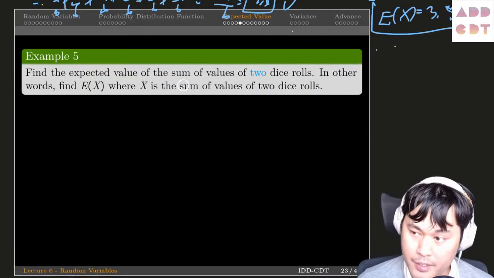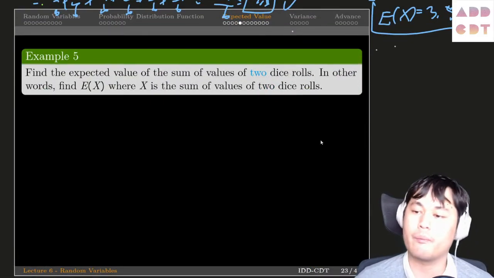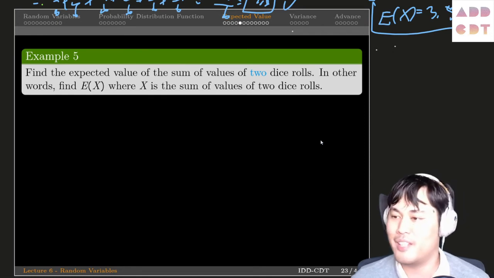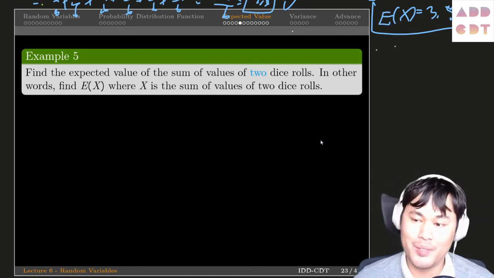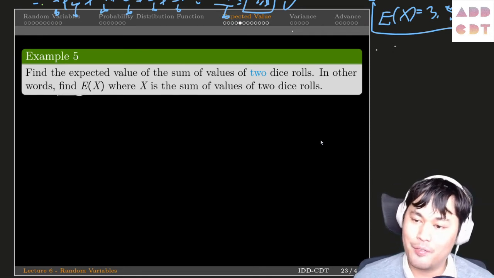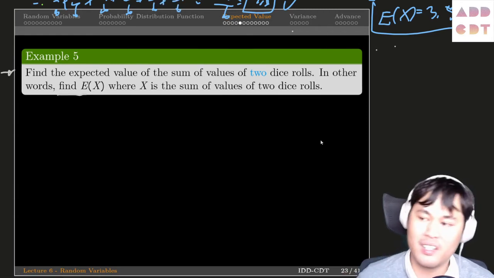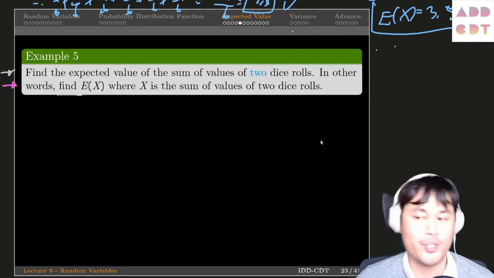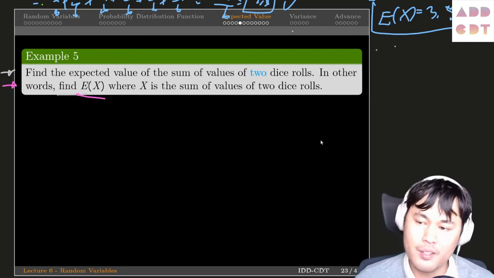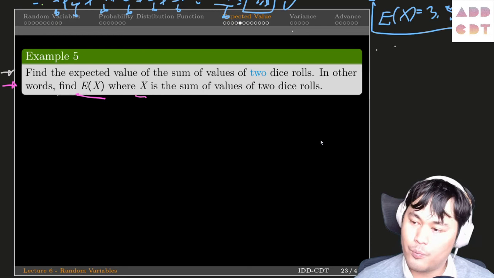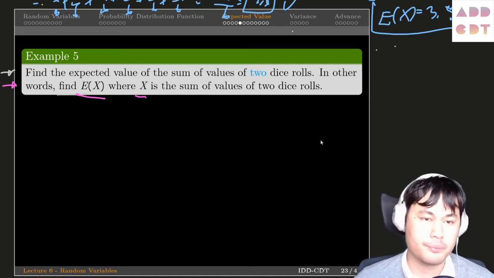Let's take a look at the second example. Find the expected value of the sum of values of 2 dice rolls. Let's increase the dice from 1 to 2. In other words, find E of x again. The first sentence is speaking language. The second sentence is the mathematical notation. Find E of x, where x is the sum of values of 2 dice rolls.